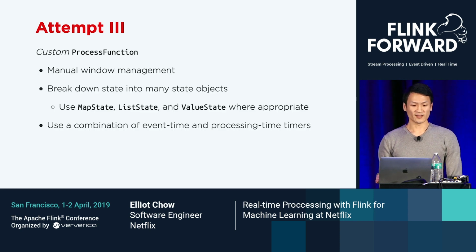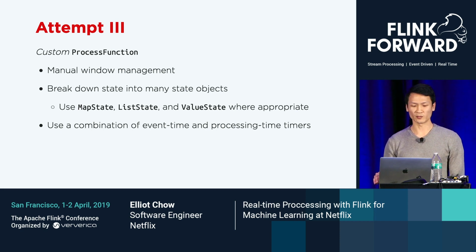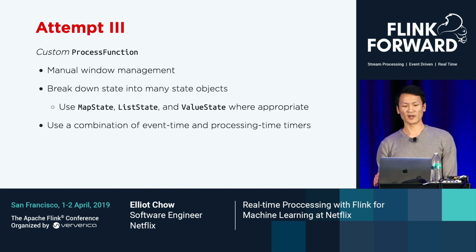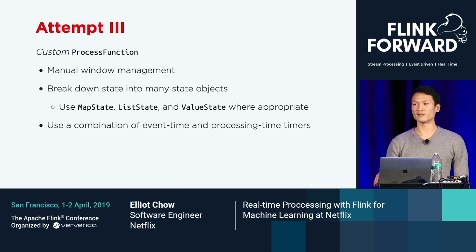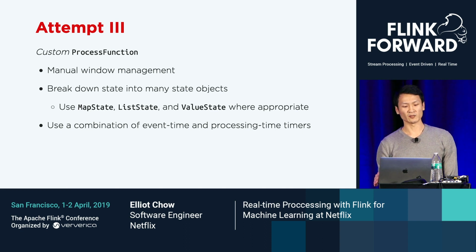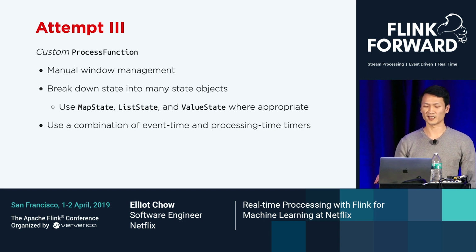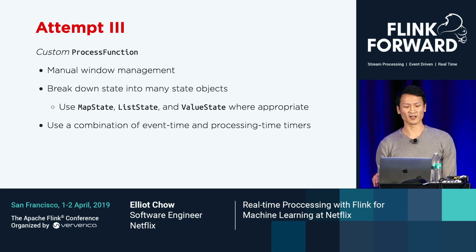So we ended up implementing our own custom process function. This includes the manual window management, which allows us to keep just a single copy of each event that we're interested in. And we would break down the state into many of these state objects, depending on the access pattern that we needed. For things that we needed to look up by a key, we used the map state. We use list state for things where we need to append a lot. And then there's still some cases where we're interested in using value state. And of course, we would set our own event timers and processing time timers as well.